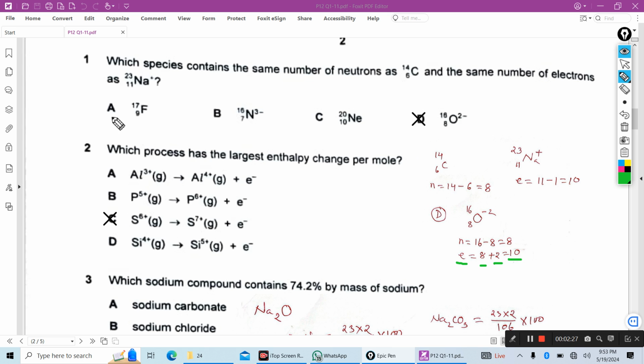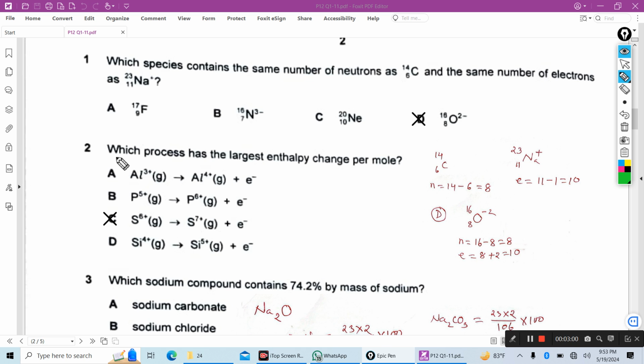Now A is not the right answer. Why? Because the number of neutrons will be 8, the same as this, but the number of electrons will be 9. So this is wrong. B and C are also wrong. D is the correct answer.